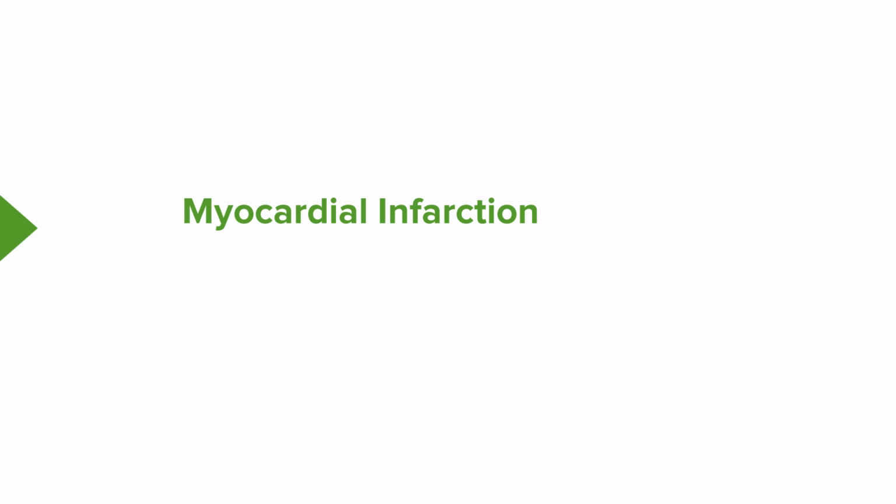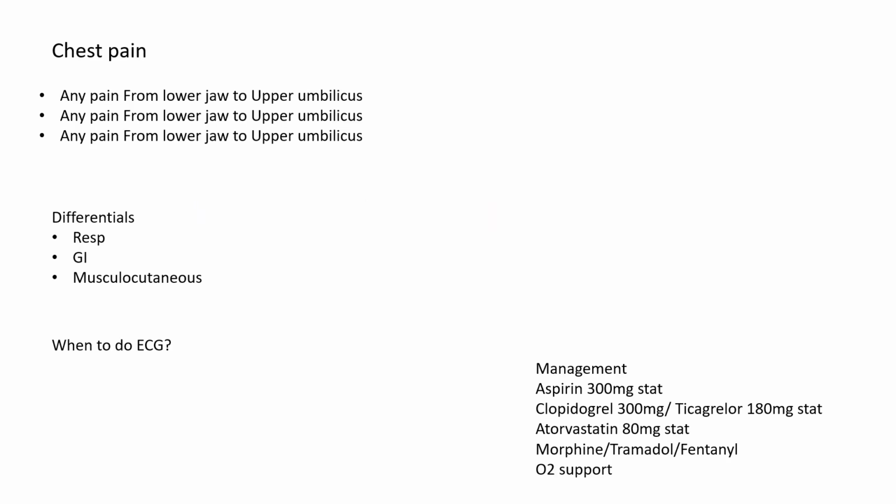Now let's have a small discussion of how to recognize a myocardial infarction. It is a very acute condition, and we should always be able to diagnose it very quickly. So when do we say that a patient is having cardiac chest pain? We will have to learn three definitions here. The first is that any pain from the lower jaw to the upper umbilicus is a cardiac pain. That is to be understood very easily. If it is epigastric pain or neck pain, even in the arm, it should be cardiac pain unless proven otherwise.